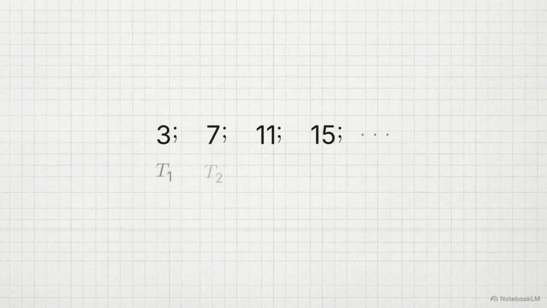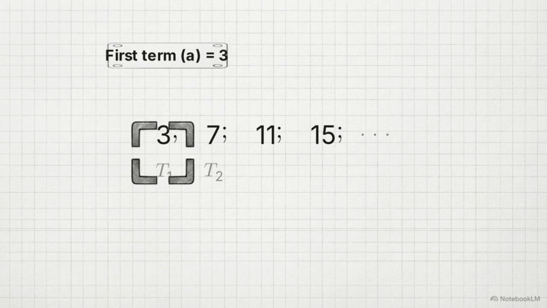In math, we use positional labels. The first number is term 1, written as t subscript 1. The second is term 2. To build our formula, we need a starting point. The first term is 3, represented with the variable a.